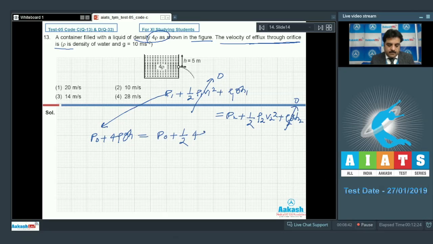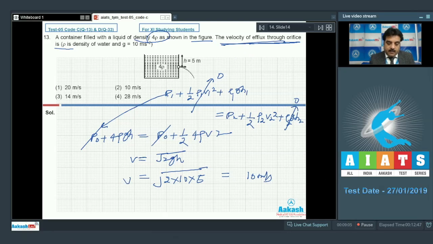Rho is 4 times V square. So when I solve, P naught will cancel out. I have V is equal to root 2GH once again. So when you place the values, 2, G is 10, height is 5, you will get 10 meter per second. So this is the velocity of efflux that I needed. So my option number 2 will be the right choice.